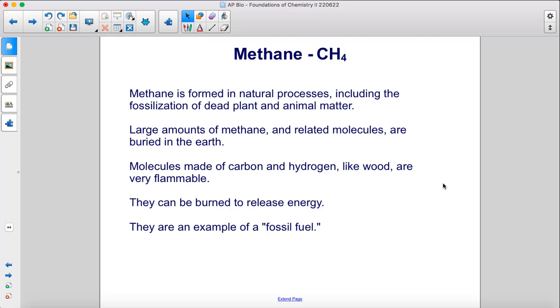Methane is formed in natural processes, including the fossilization of dead plant and animal matter. Large amounts of methane and related molecules are buried in the earth. Molecules made of carbon and hydrogen, like wood, are very flammable. They can be burned to release energy. They are an example of a fossil fuel.